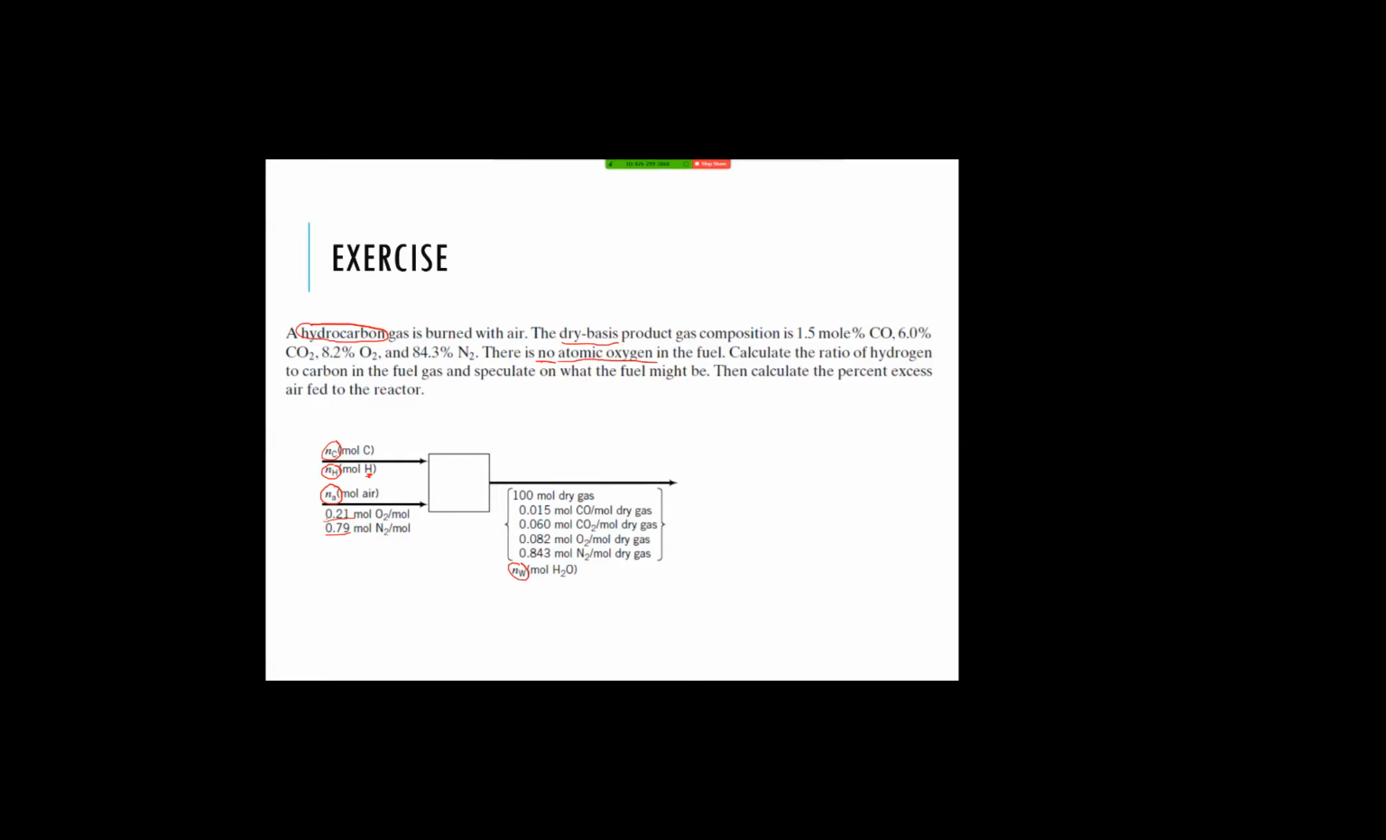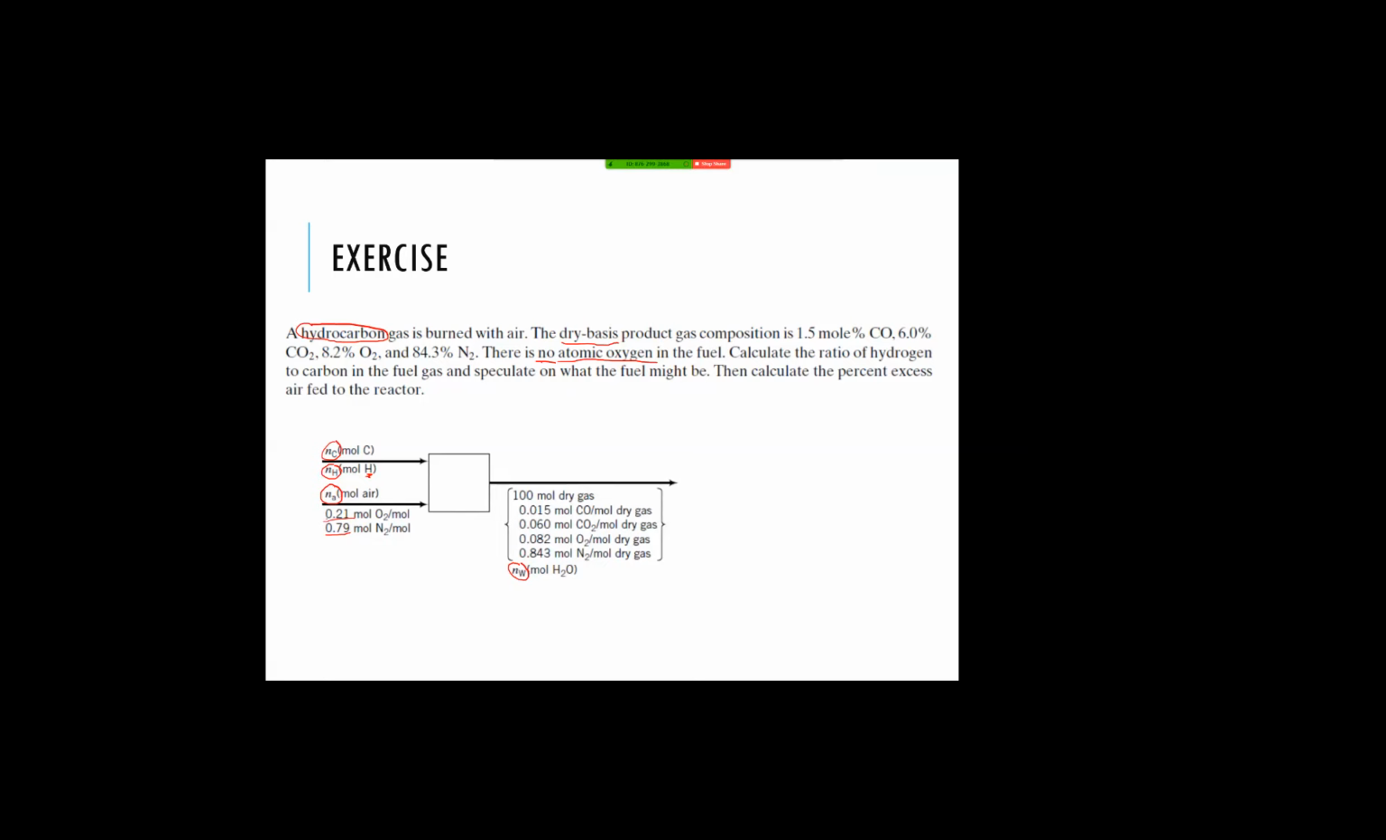Why do we add water? Because we have hydrogen in the fuel, right? So the combustion of a fuel that has hydrogen is always going to produce water. So we know that we should have water at the end. And we know that this was in dry basis, so those fractions were without water.